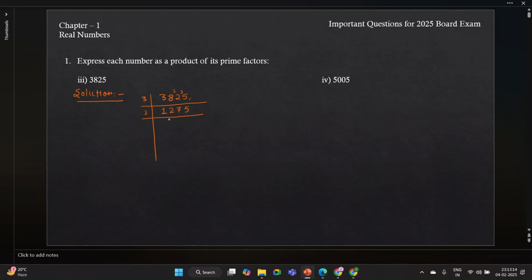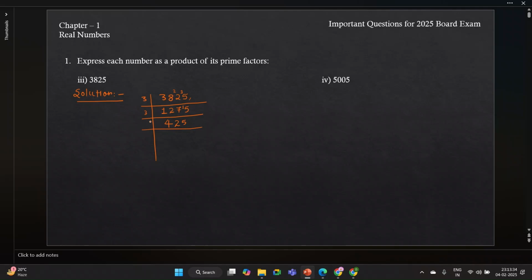So I'm writing it down. 3 times 4 is 12, and 3 times 2 is 6, and then 1 is here. So 3 times 5 is 15. Now we are checking it by 3 again, but it's not divisible by 3. So we'll go through 5.